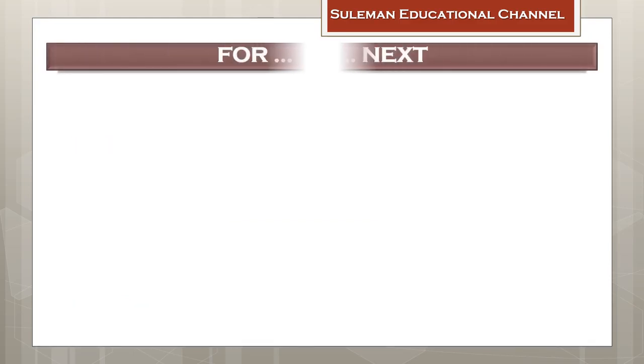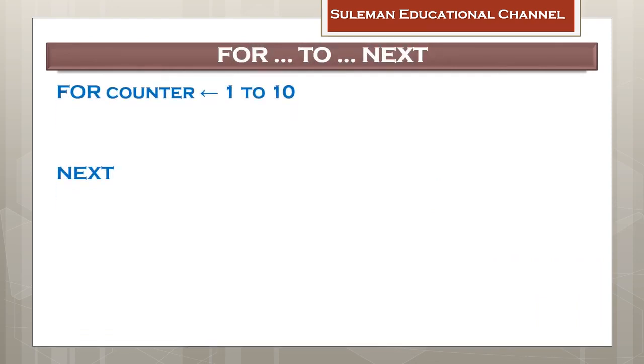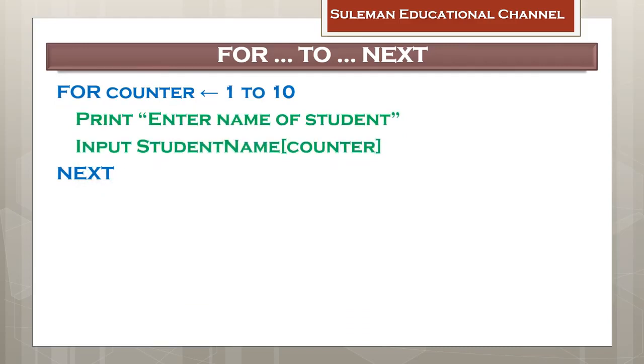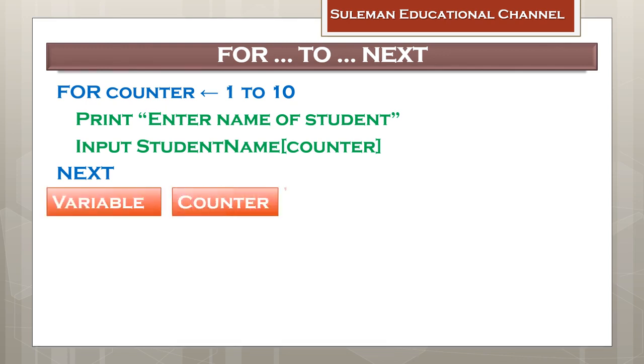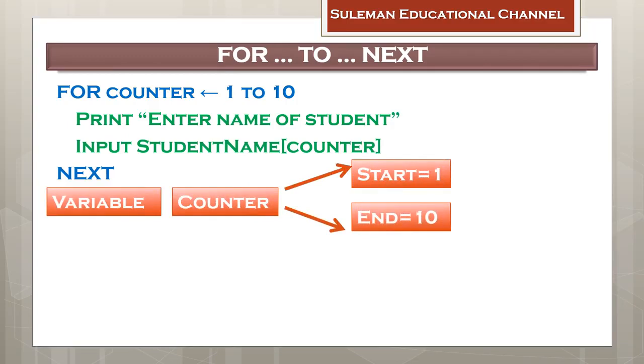Now let us discuss another example of for to next. For counter assignment operator 1 to 10, print enter name of students. Input student name, square bracket open, counter, square bracket close. Next. The first line, for counter assignment operator 1 to 10. In this line, a variable counter is used. The value of the variable starts from 1 and ends at 10. So 1 is the starting value and 10 is the ending value. So whatever is written in for next is repeated 10 times.